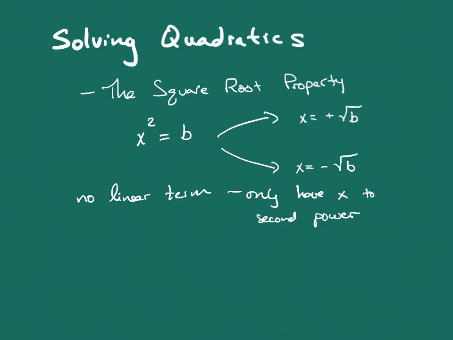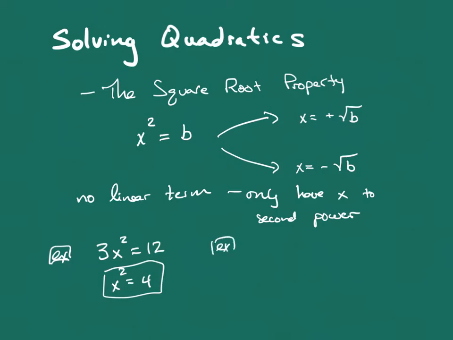So examples of things to look for: if I've got something like 3x squared is equal to 12, I can divide both sides by 3, and so I have x squared is equal to 4. I've got my x squared isolated, no other term.